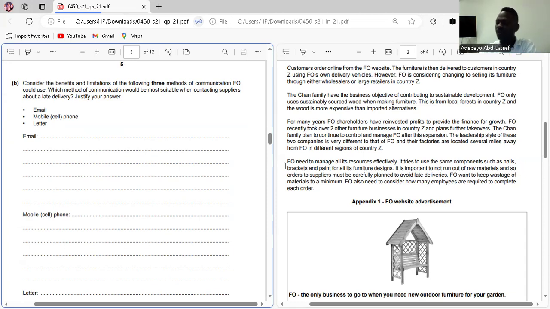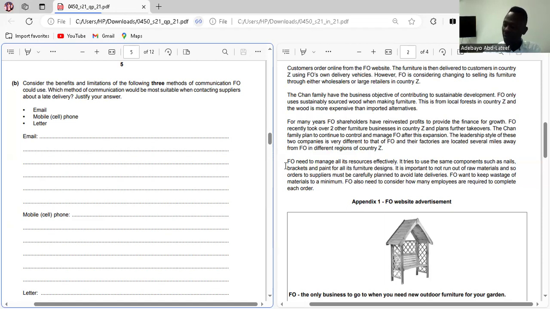So the advantage is that details of the orders can be sent without any issue relating to images. That means you can send it with images. It can also be sent to many people at once, that means you can send it to many suppliers at once. The setback is that it requires an internet connection. The receiver might not even read it. That's another problem. So just write one setback and that's all.